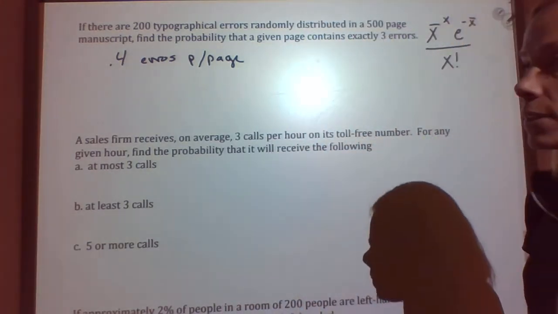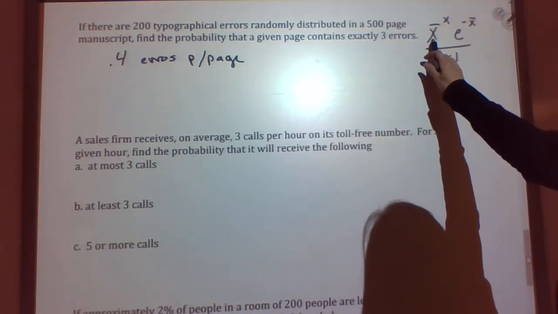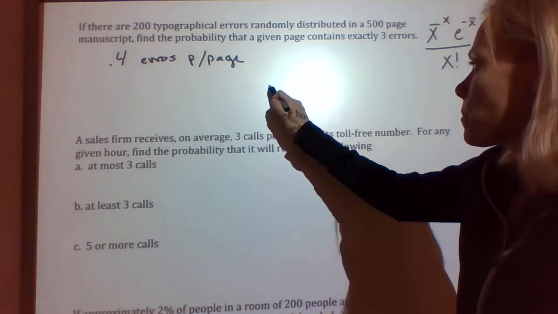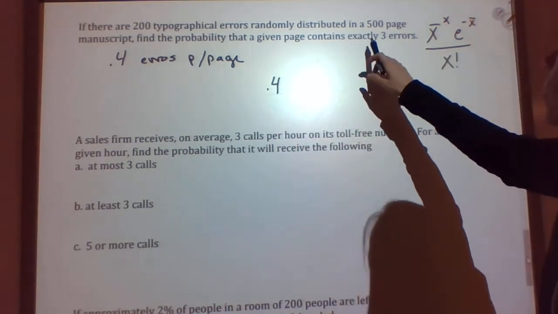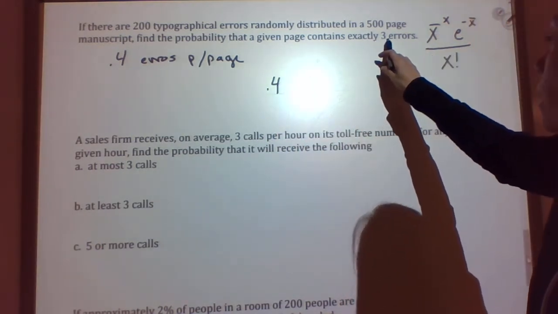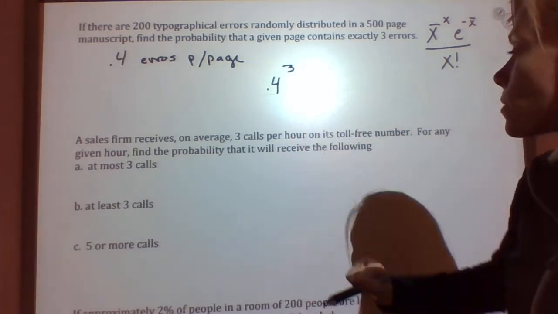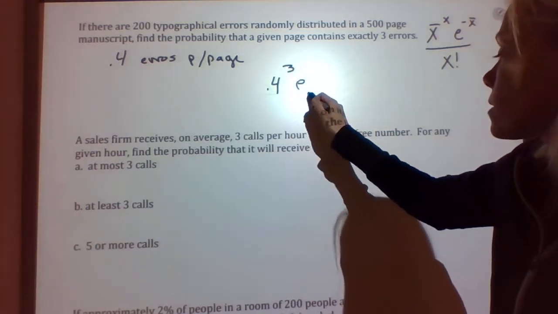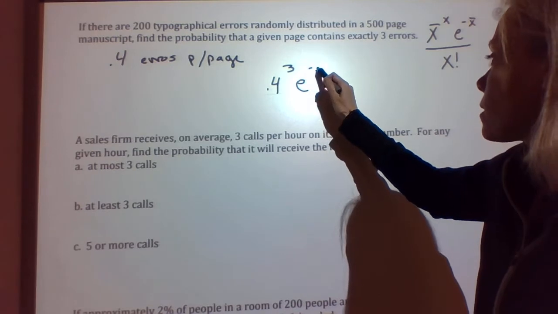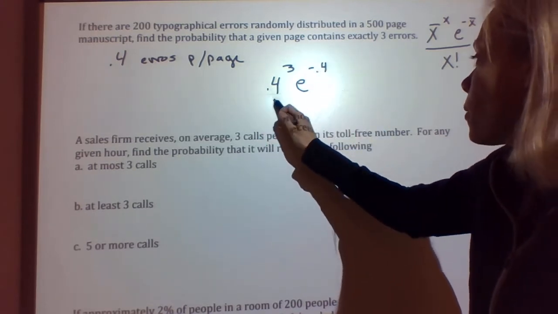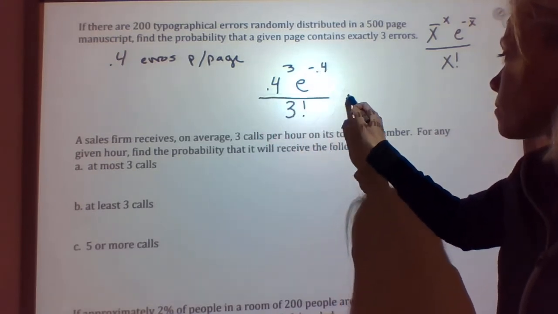Okay, so that's the average. The average, x bar, would be 0.4. And I want to know there's 3 errors on that page, so x is 3. E, remember, is in your calculator: 0.4 to the 3rd times e to the negative 0.4, over 3 factorial.